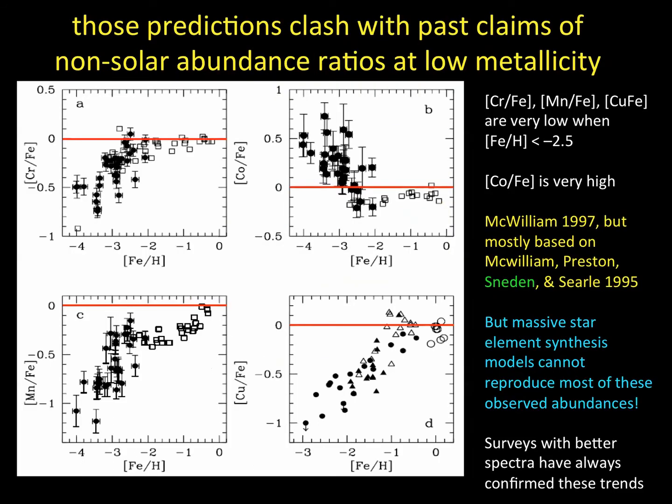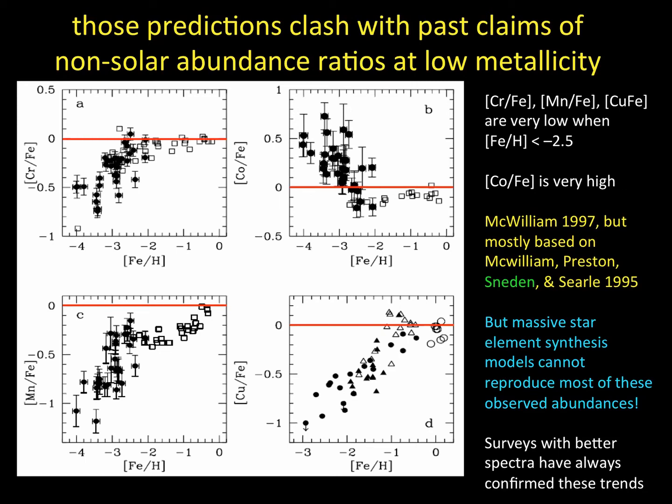And when they started to do this in the 90s, things looked very interesting. What you're seeing here now are ratios with respect to iron of chromium, cobalt, manganese, and copper. And remember, these are relative abundances with respect to the solar ratios. So right away you say, wait a minute, as you go to very metal-poor stars, they have very low chromium abundances. They have very high cobalt abundances. They have really weak amounts of manganese and copper.